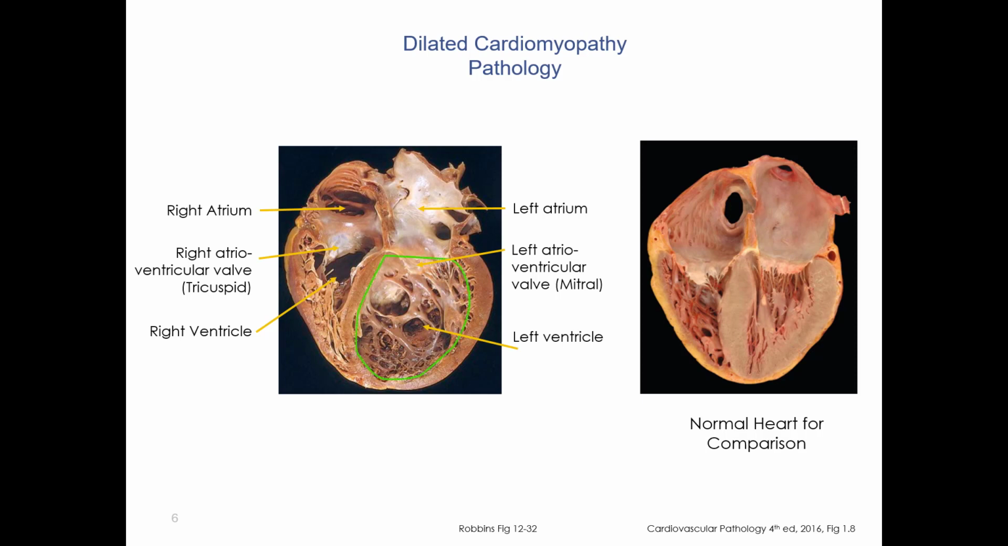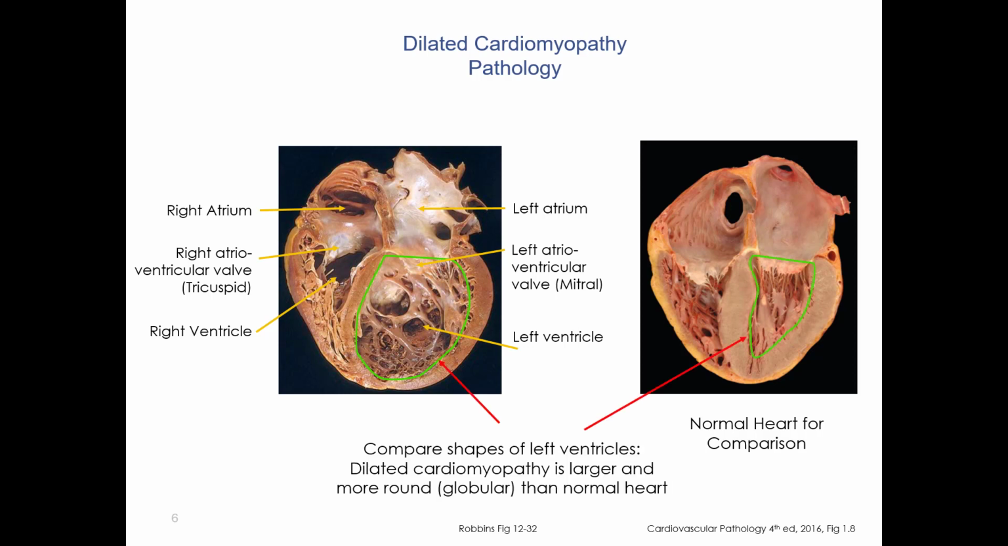You can see the left ventricle is dilated and has an abnormal globular shape. Here I've outlined the shape of the left ventricle on the normal heart so you can compare the abnormal dilated cardiomyopathy on the left to the normal heart on the right.